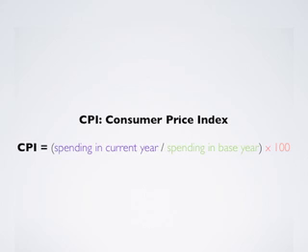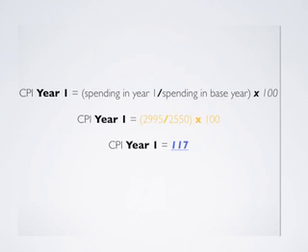To calculate CPI, we must divide spending in the current year by the spending in the base year, then multiply the answer by 100. By multiplying the answer by 100, we are putting our answer in terms of a percent. So, if we want to calculate the CPI for year 1, we simply take spending in year 1 and divide it by spending in the base year, then multiply by 100. When done calculating, the CPI for year 1 comes out to be 117%. Since the base year has an index number of 100, this number indicates that there is 17% inflation in year 1.